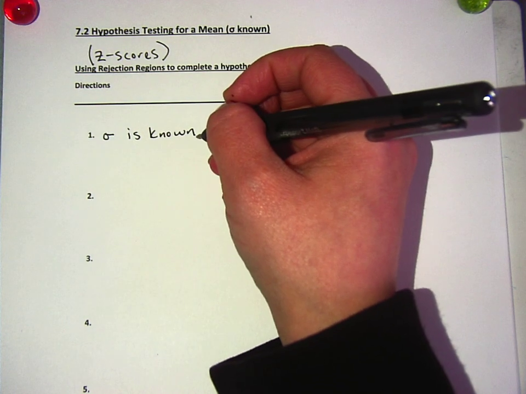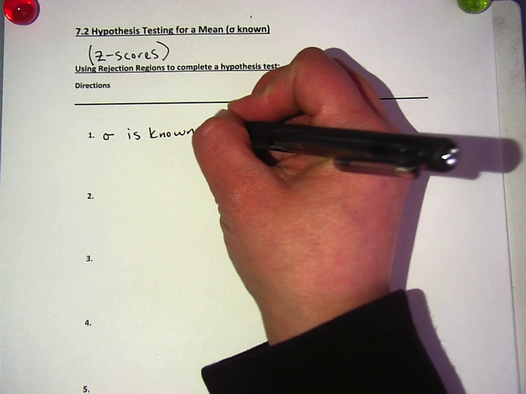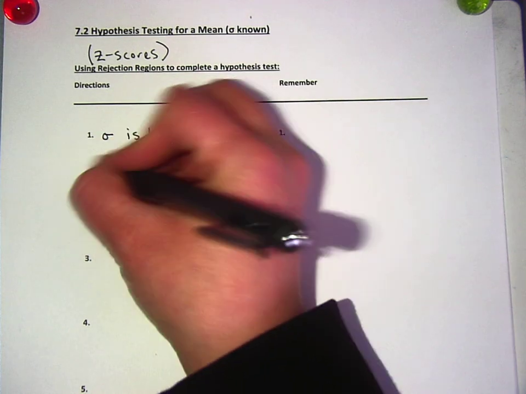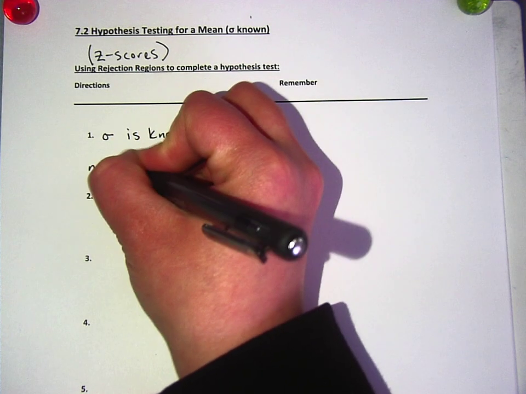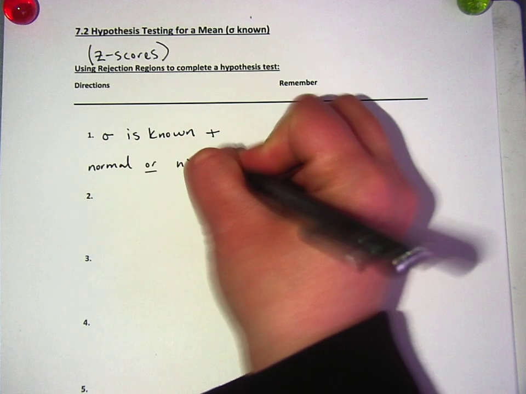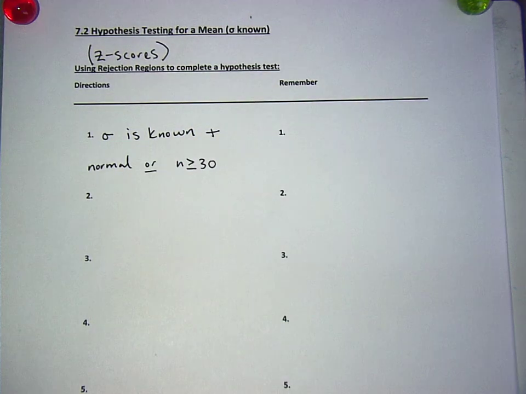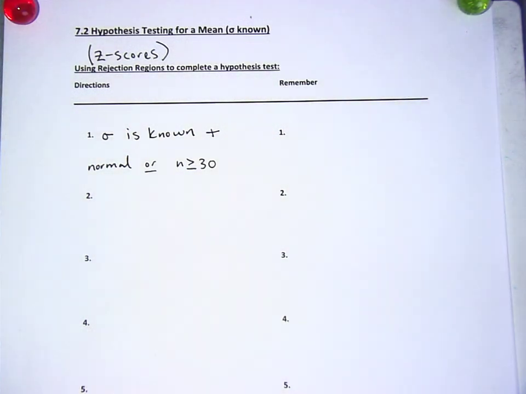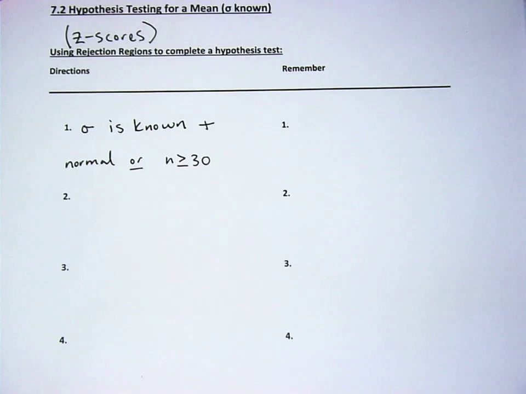Sigma is known, and it is normal, or n is greater than or equal to 30. So again, this is a z-score test, which means that sigma, the population standard deviation, is known.